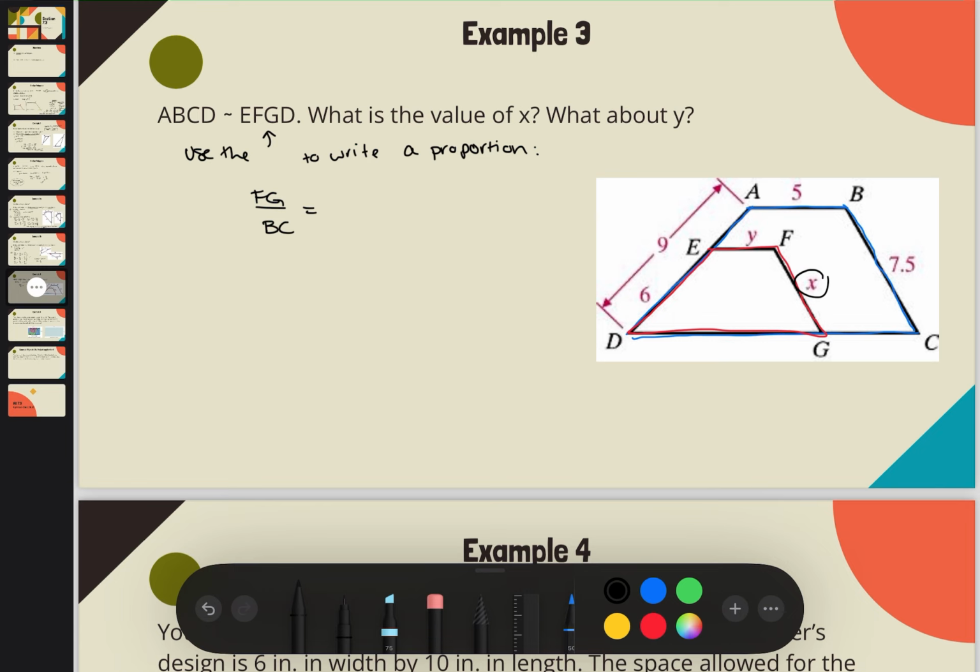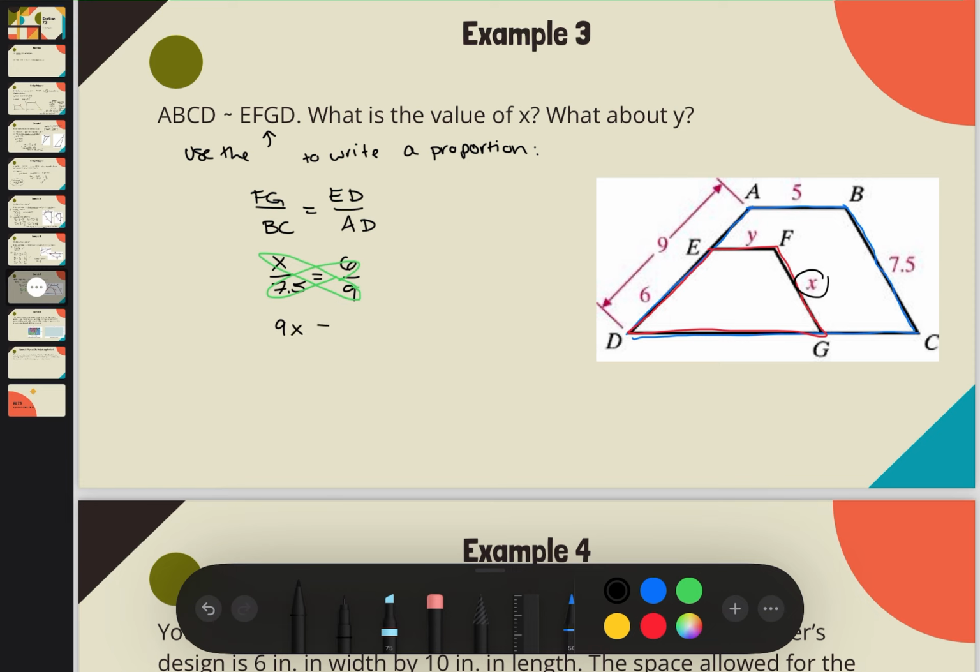So for instance, ED corresponds with AD, and I've already been given some numbers for those. I see that ED equals 6, AD equals 9. So let's go ahead and replace each of these sides. FG is X, BC is 7.5, ED is 6, AD is 9. I'm going to go ahead and cross multiply here.